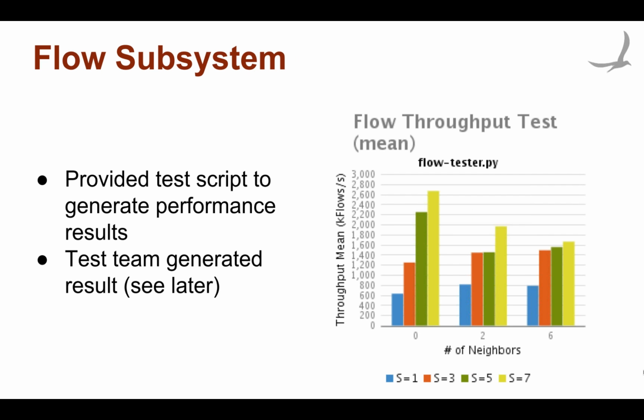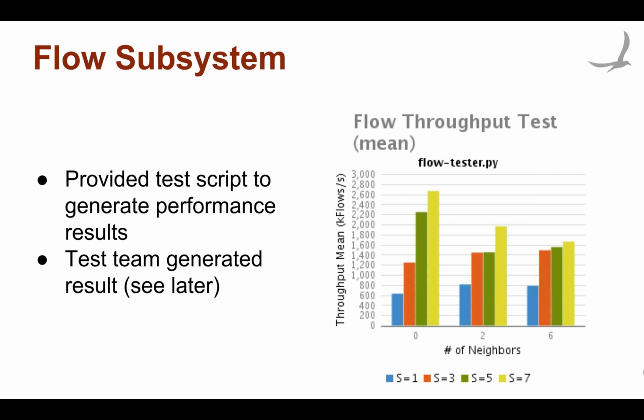So probably the thing you haven't seen is some performance numbers for the flow subsystem. The nice thing is, to help the test team, I gave them a small test script that allows them to generate numbers easily, which they did. And on the right side, you can see the chart. Most of these results are to be expected. If you have no sideways communication, you get a pretty good scale up in terms of performance. We can hit close to 3 million flows per second, which is pretty cool.